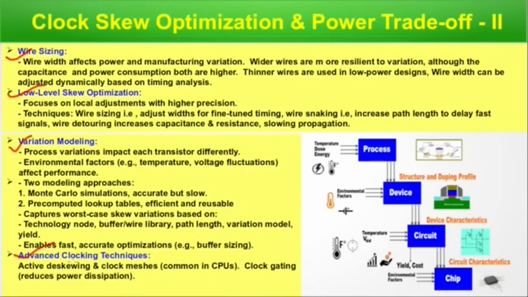And what are advanced clocking techniques? Active de-skewing and clock meshes, which are common in CPUs, and clock gating, which reduces power dissipation. These are advanced clocking techniques. We already have an episode on clock gating. The link is mentioned in the description. You can take reference if required. That is about specialized routing and clock tree routing.